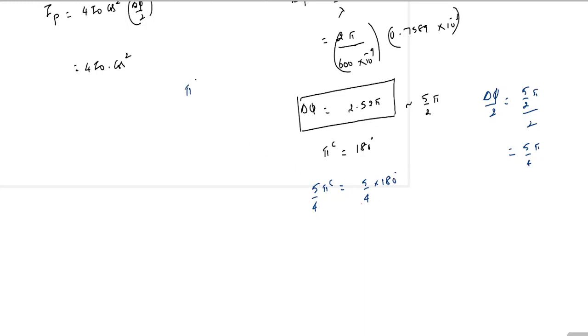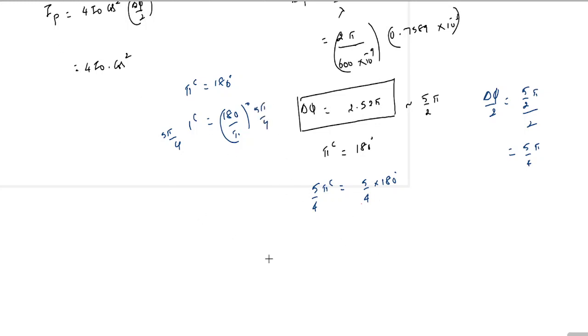Understand that pi radian is equal to 180 degrees. If you want, you can bring pi down also. Say that 1 radian is equal to 180 by pi degrees. If you want to find what is 5 pi by 4, then 5 pi by 4 again multiply by 180 by pi is what we get.